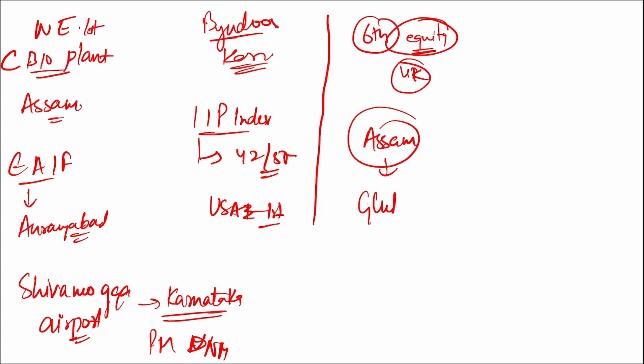Gulab Chand Kataria is the new governor of Assam.